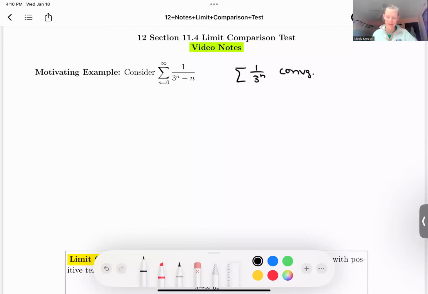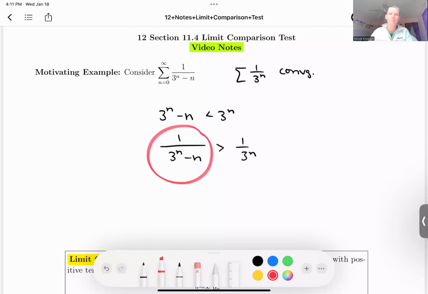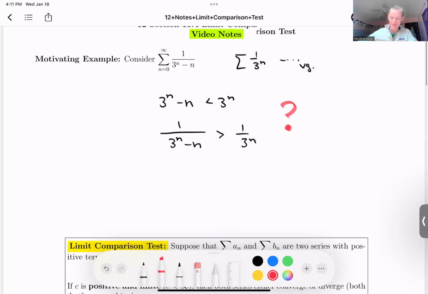So we need to figure out what has bigger terms. We notice 3 to the n minus n is less than 3 to the n. So 1 over 3 to the n minus n is greater than 1 over 3 to the n. So our terms are bigger than something convergent, which the direct comparison test didn't tell us anything about. If we have terms that are bigger than something convergent, our thing could still diverge. So in this case, the direct comparison test tells us nothing. And we need another type of comparison test. And that's going to be the limit comparison test.